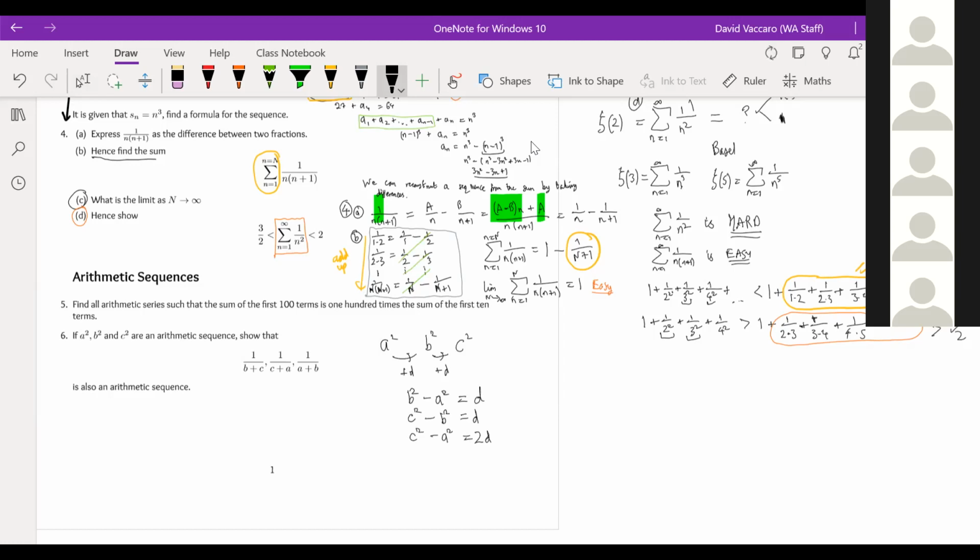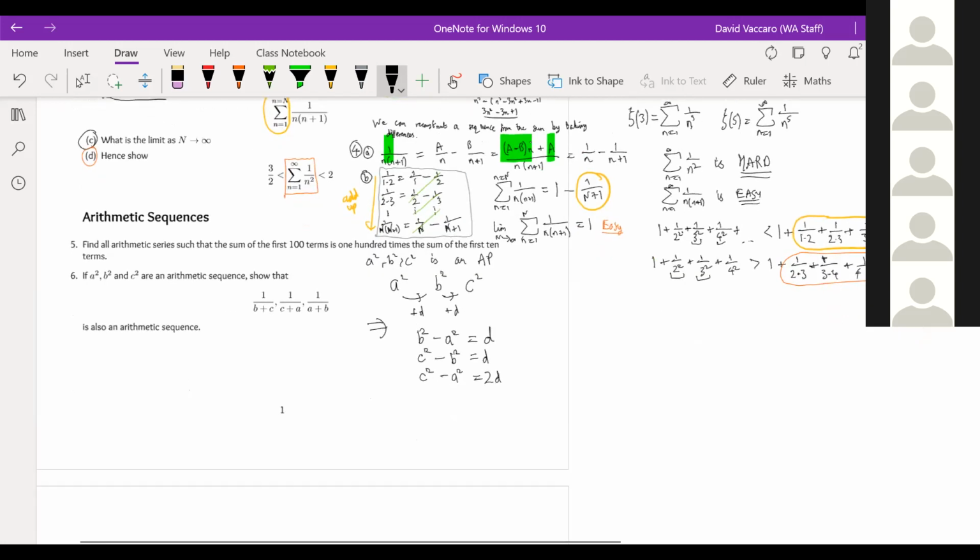Okay, so a squared, b squared, c squared is an AP, which implies these relationships. Now, what I want to do is show that 1 over b plus c, 1 over c plus a, and 1 over a plus b are an arithmetic sequence. So I also want to show that they have a common difference. So I want to compare the differences.